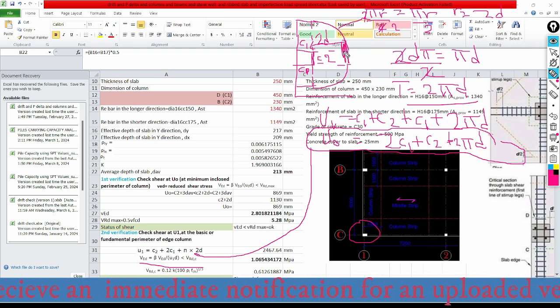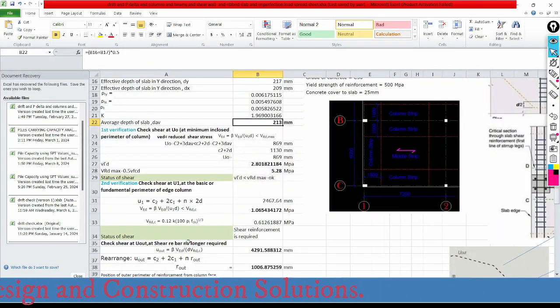Here at this point, we can check the status. Does this induced shear stress exceed the maximum limit or not? We can check it. So now the status says that shear reinforcement is required. Why? VED exceeds the shear resistance of the concrete. So we need to provide the shear reinforcement. Either we need to provide rebar ties, or the shear studs. It depends on the availability of the material.